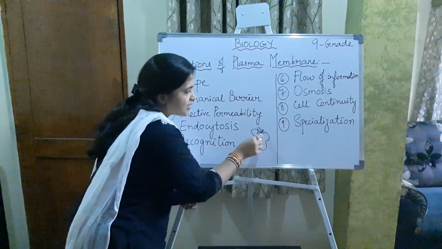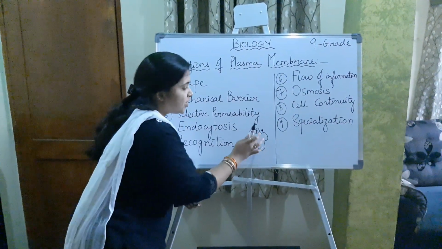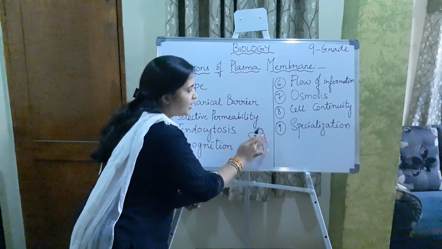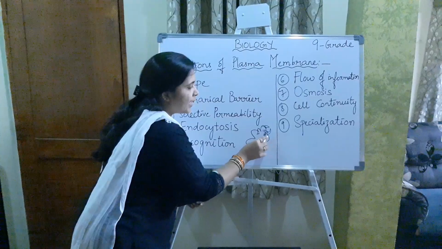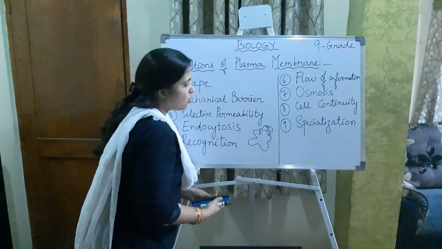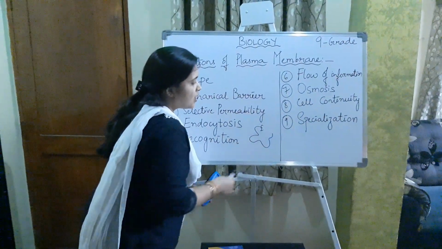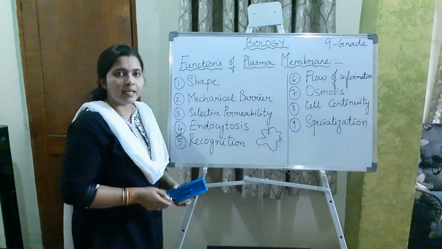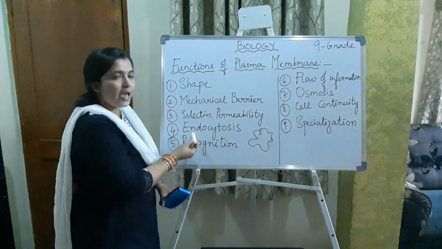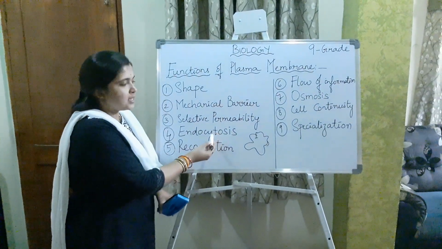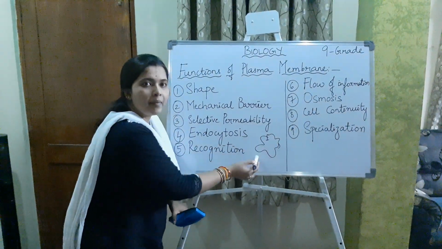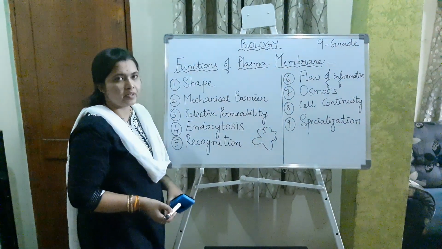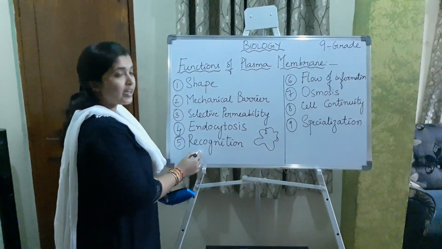It will capture. For example, this is a food particle. So in this way, slowly it will engulf like this. First it will engulf the food like this. Slowly it will take the food inside the body through the plasma membrane. This process is known as endocytosis. This is done through the plasma membrane only in the organism known as amoeba. Example for that. Next function is recognition.